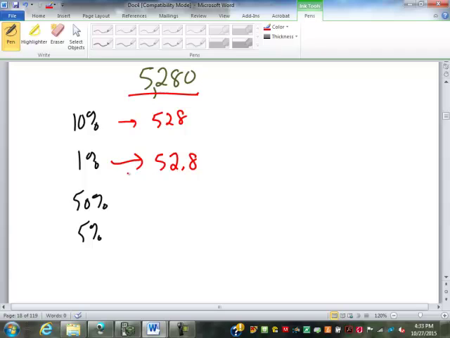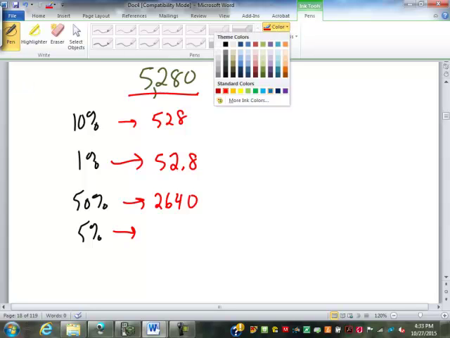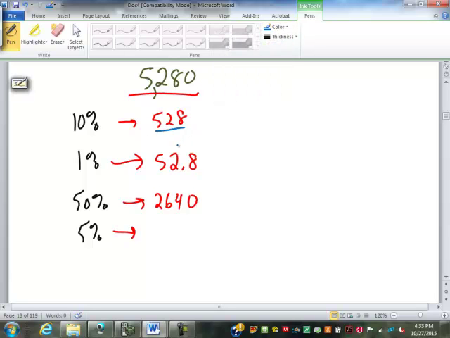50%, 2640. Half of it, dividing by 2. Now, with a big number like that, that's kind of difficult. Now, 5%, the way we did it was we found 10% and then cut it in half. But there's another way we could have done it. We could have found 50% and then done 10% of that. Either way, it's going to come out to be 264. Very good. Once we have the 50%, 5% is easy. Just move the decimal point over a spot.